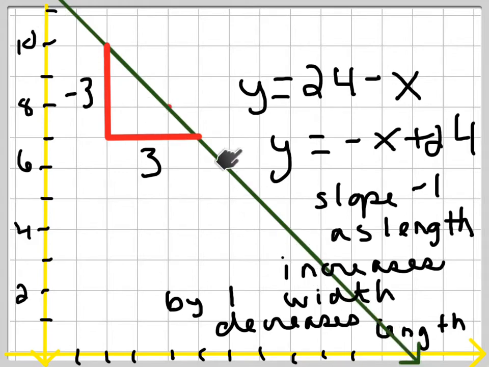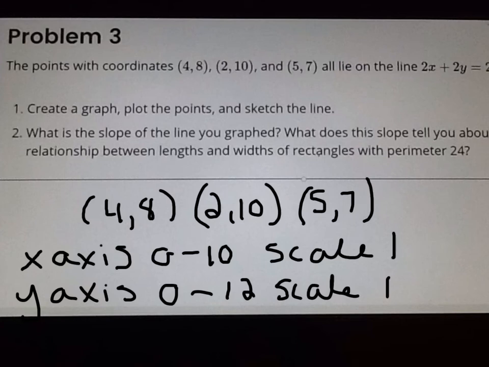The next question says, what is the slope of the line that you graphed, and what does the slope tell you about the relationship between lengths and widths of rectangles with a perimeter of 24? That, by the way, tells me that x is lengths and y is widths in this equation.